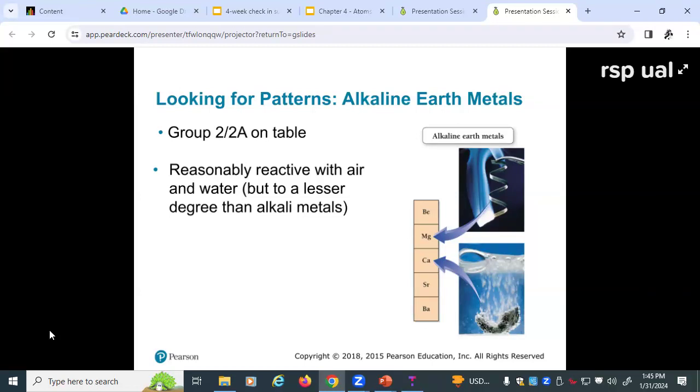This is an example of calcium in water. Calcium will bubble up in water, so you know it's reacting, but it's not going to catch on fire. In fact, it's just going to sink to the bottom and generate a whole bunch of hydrogen bubbles. So do they react with the same stuff? Absolutely. Do they react in the same way? No. And that's why they're in separate columns.